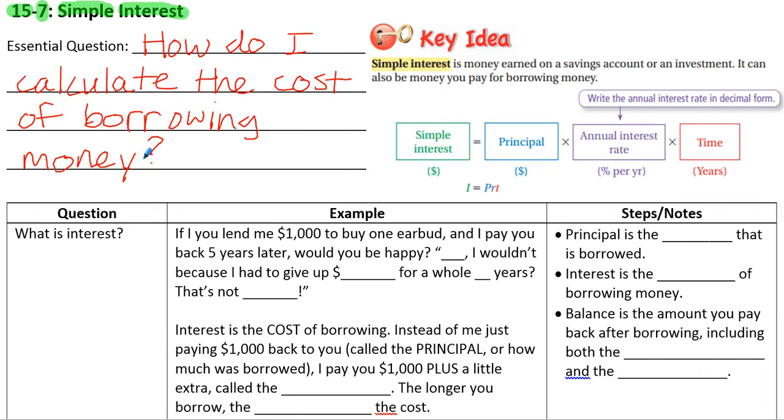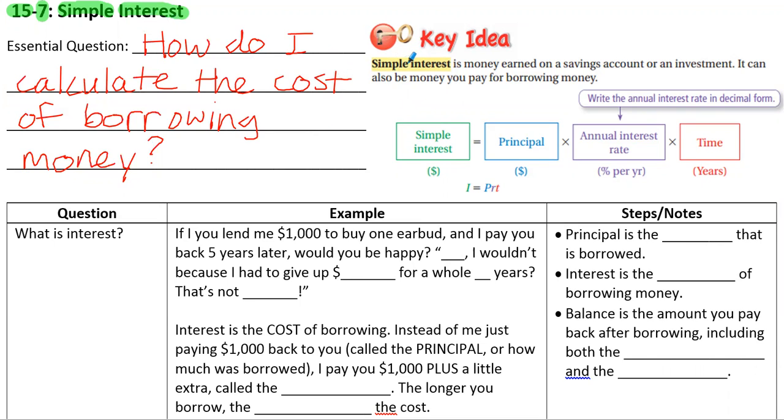This is a big one because one of the things that we're not too great at as humans is calculating costs, especially costs that are in the future. And so interest is one of these things that can really come up and bite you if you're not careful. So it's a really important section.